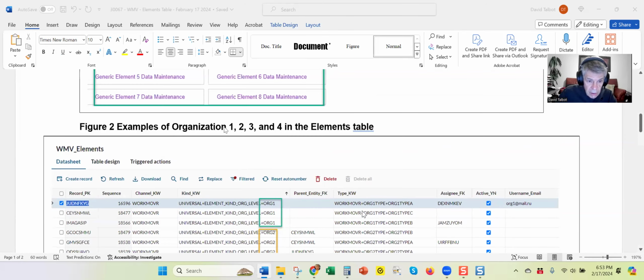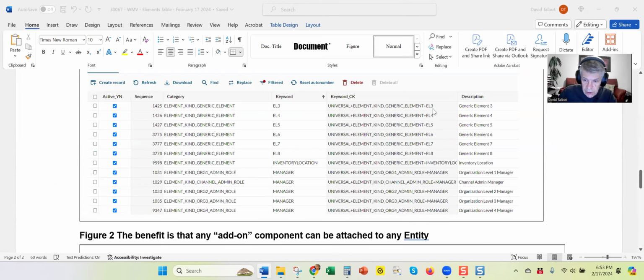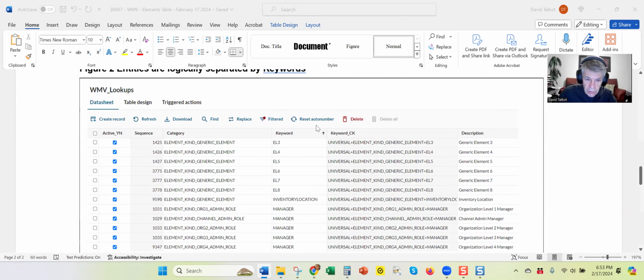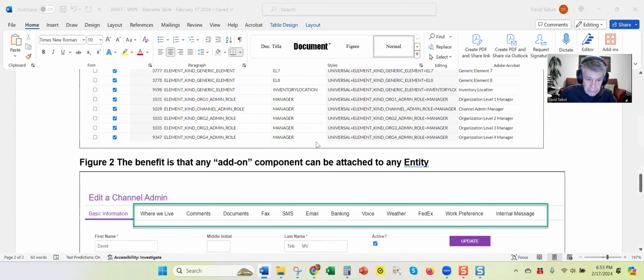And so very non-traditional. Now, how do we keep them apart? Well, we keep them apart by keywords, okay? So we have lots and lots of keywords here, and it means that all the individual entities are logically separated, even though they're physically present in the same Elements Table. So why do we do that?